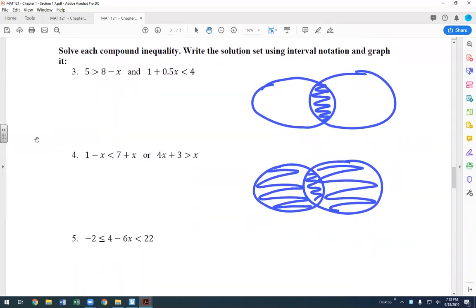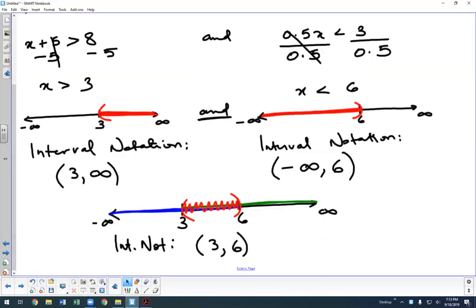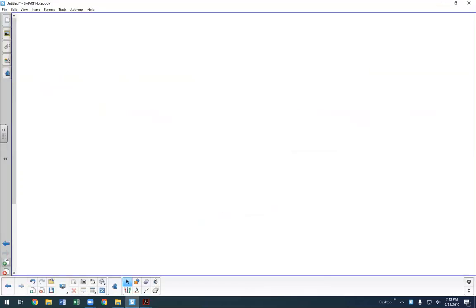What happens with number 4? Well, pretty much the same thing happens with number 4, with the exception that you get to keep everything that's common, everything that's not common, since this is an or inequality.